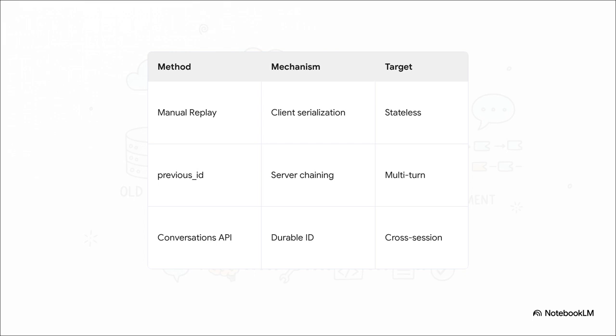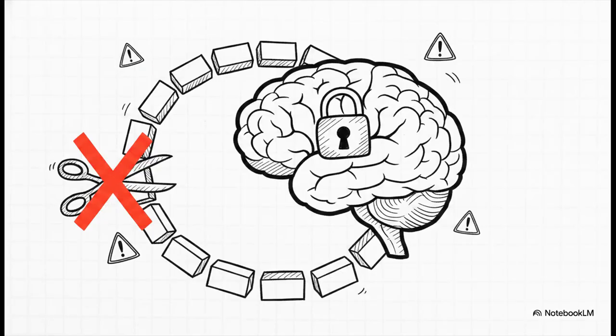Remember that heavy filing cabinet? It's like letting the server hold on to the whole cabinet while you just hand it the specific folder label you want to pull from. And finally, for long-term, cross-device persistence, you have the Conversations API, giving you a durable thread ID that lives across entirely different client sessions. But I have a huge warning for you here.